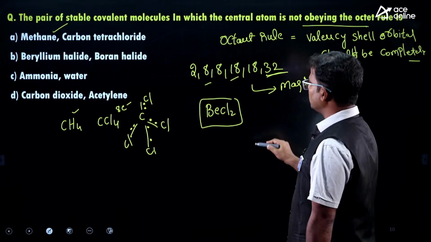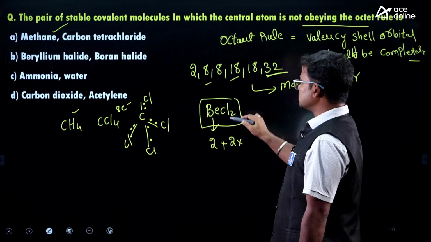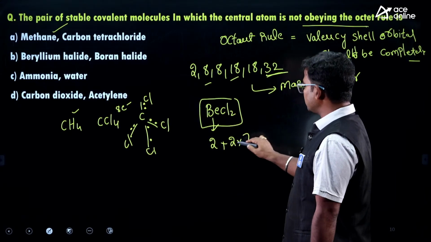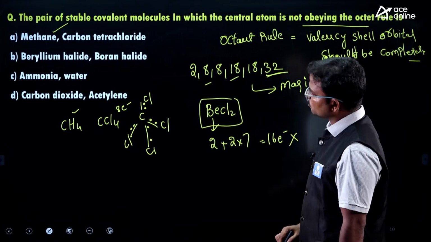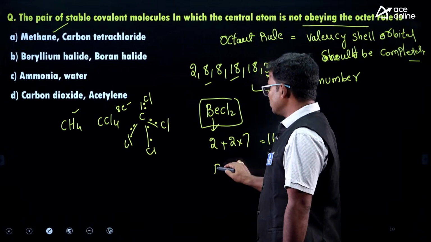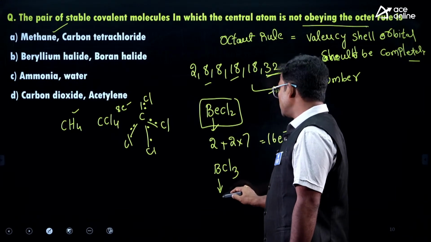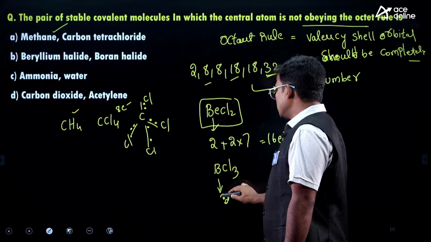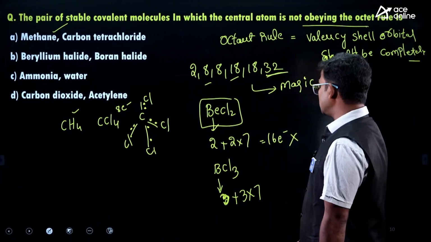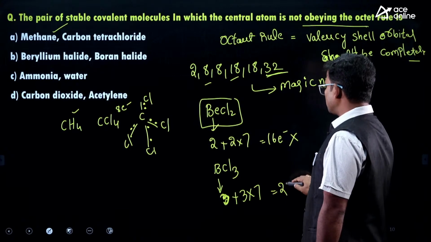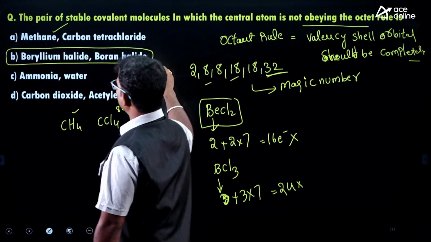Next one, beryllium chloride. Beryllium belongs to the 2nd group. Chlorine belongs to the 7th group. So finally here 14 plus 2, 16. It means it does not obey the octet rule. Next one, boron halide, BCl3. Boron belongs to which group? 3rd group. Next chlorine belongs to the 7th group. So 21 plus 3, 24. It means it does not obey the octet rule. That's why, guys, option B is the right answer.